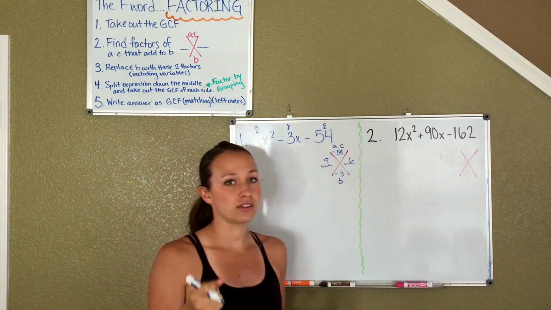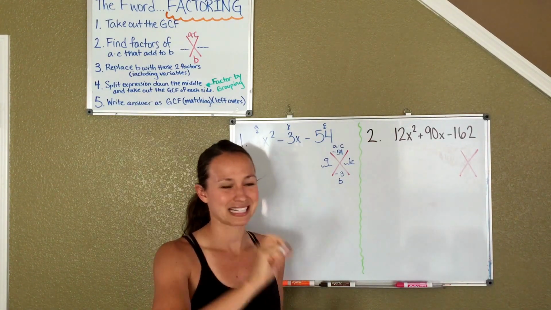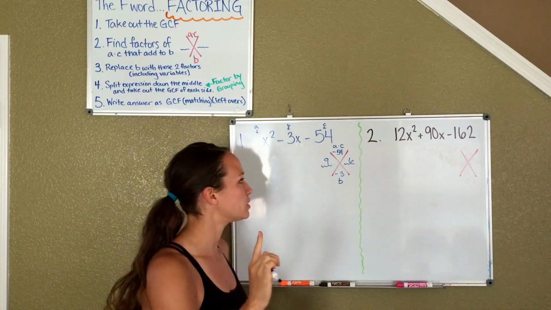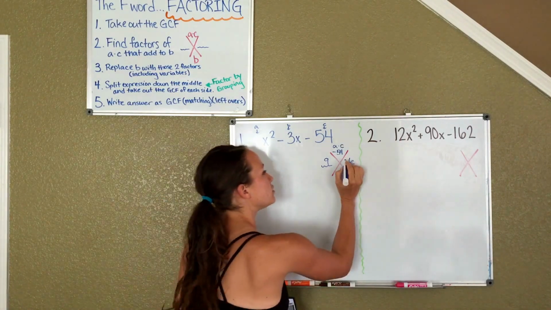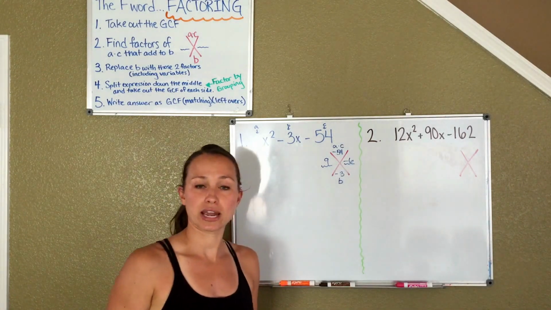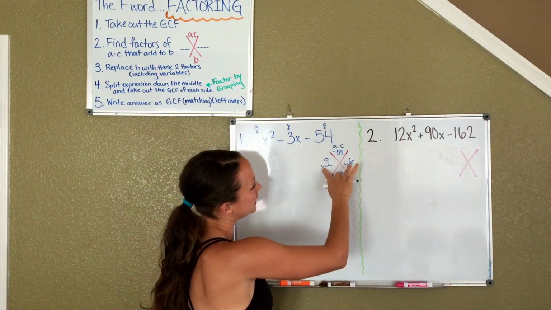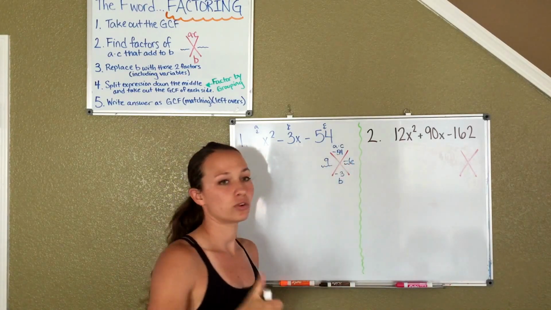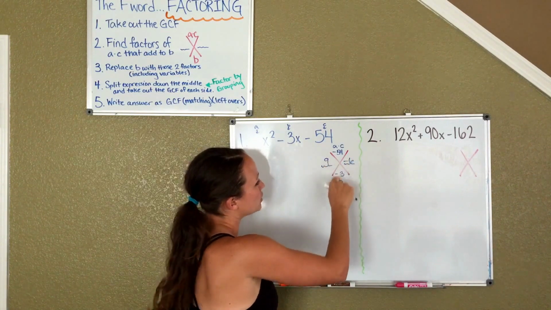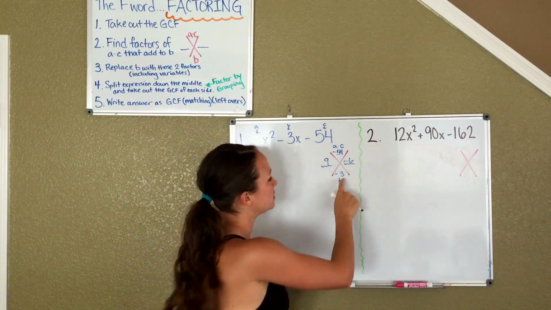That multiplies to 54, which is very close, but it is not negative 54. So we need to put a negative sign somewhere. So I'm going to just throw it on that 6 there. Okay, that changes that to a negative 6. And now let's see, does this multiply to negative 54? Check. Does this add to negative 3?